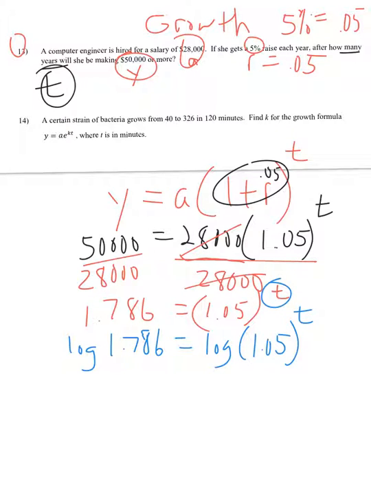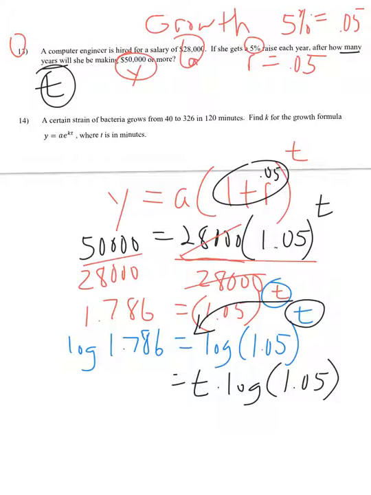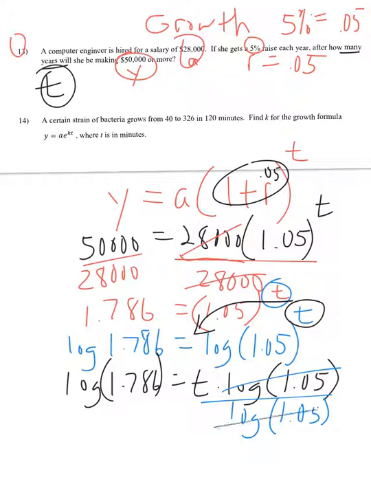Now, if you think about the logarithm properties we've talked about, this goes down in front and becomes T times the log of 1.05. And here I have the log of 1.786. I'm going to go ahead and put that in parentheses. Now to solve for T, I divide by the log of 1.05. And that will give us T, or the number of years.